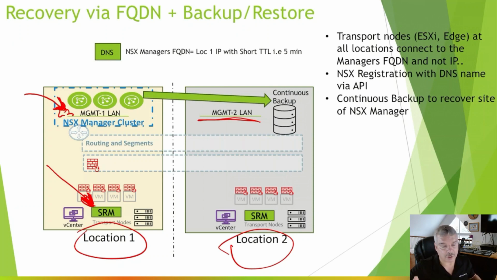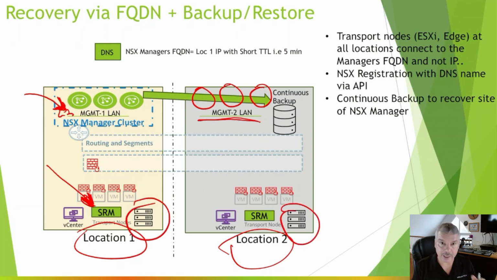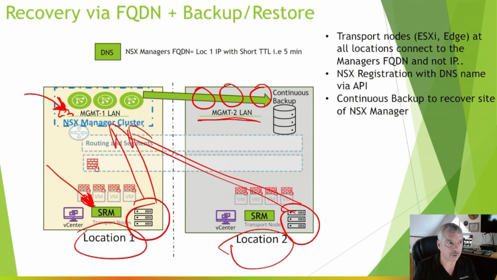So how do we do this? This gets a little ugly. If you need to recover the managers over here and re-IP them, all your transport nodes, your edges, and your ESXi hosts are looking for them based on their IP address. Transport nodes don't care about the NSX manager's fully qualified domain name.